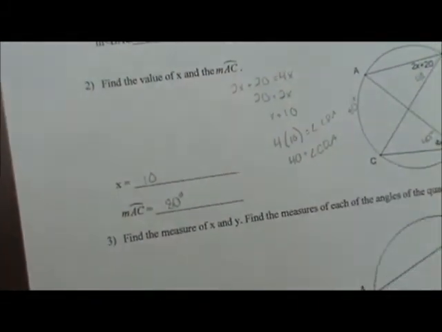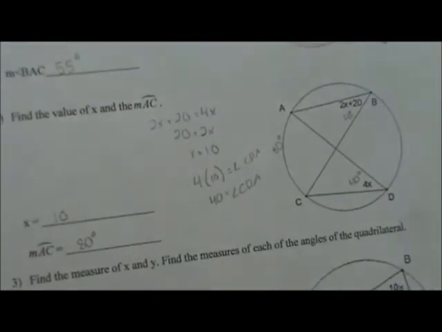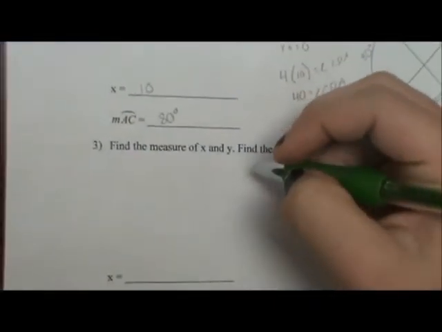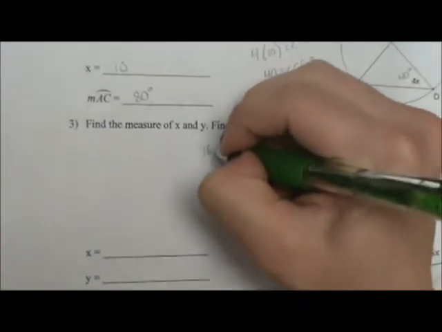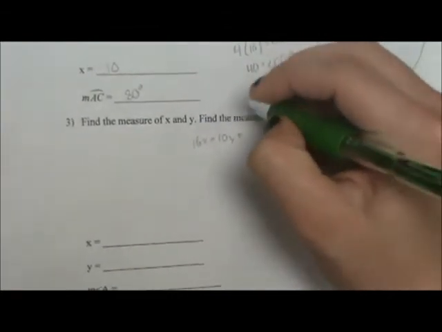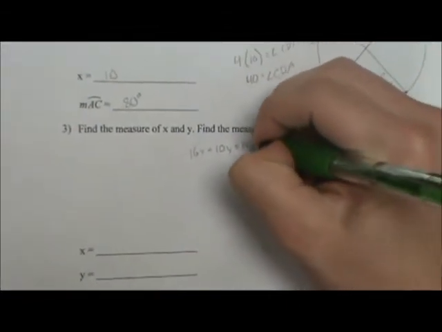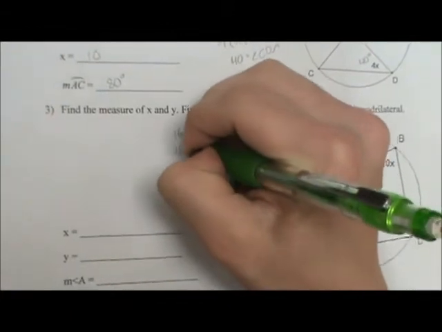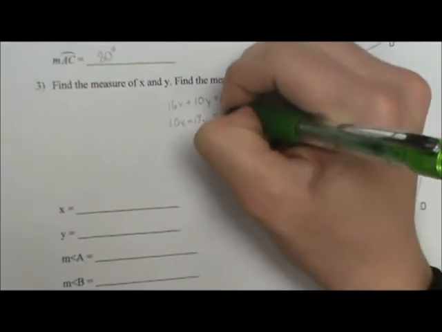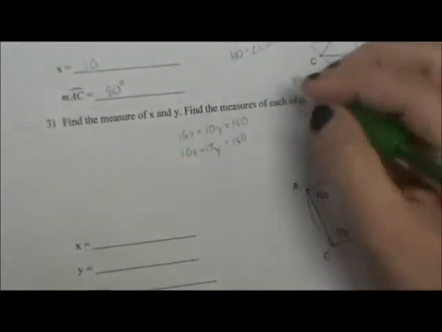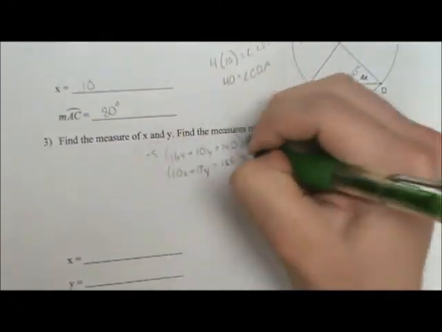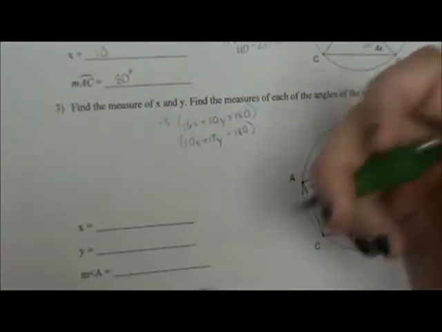Alright, then number 3, we have to find the measure of X and Y, and then find all the angles for the quadrilateral, all the corner angles. Well, since the inscribed quadrilateral theorem says that opposite angles are supplementary, we take 10y plus 16x equals 180, and 13y plus 10x equals 180. So then we have a system of equations.